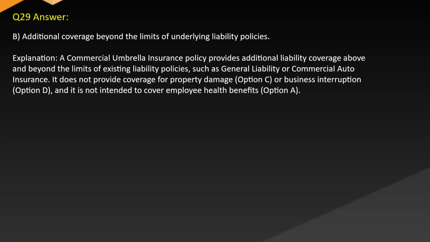Explanation: a commercial umbrella insurance policy provides additional liability coverage above and beyond the limits of existing liability policies, such as general liability or commercial auto insurance. It does not provide coverage for property damage, option C, or business interruption, option D, and it is not intended to cover employee health benefits, option A.